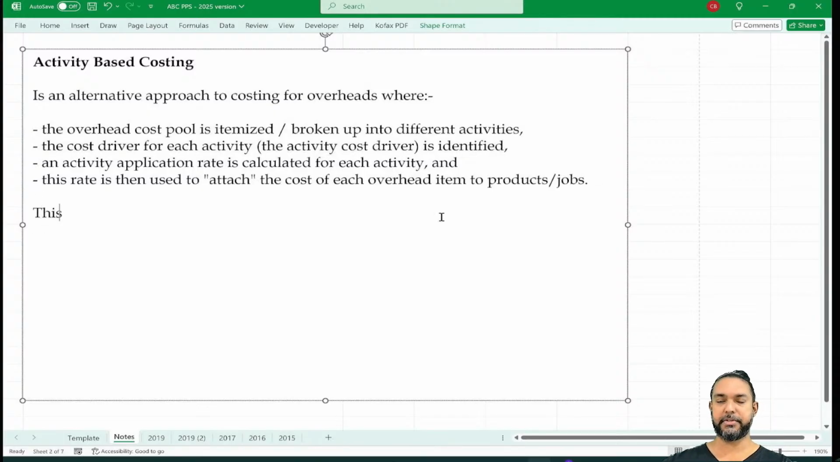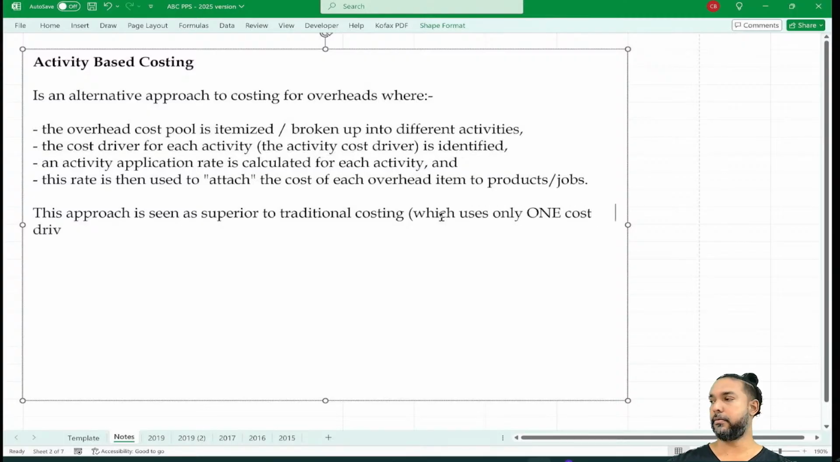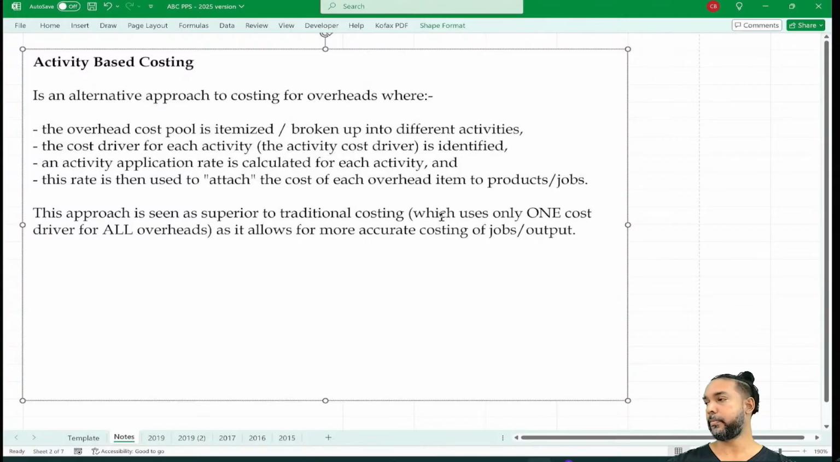Okay, so this approach is actually seen as superior to traditional costing, which uses only one cost driver for all overheads, as it allows for more accurate costing of jobs or output, and analysis of the production process.